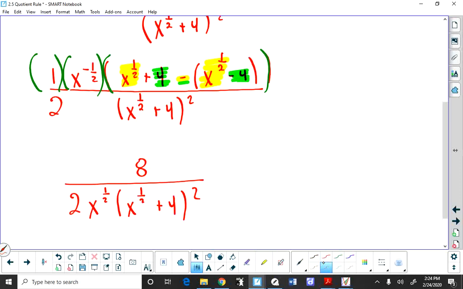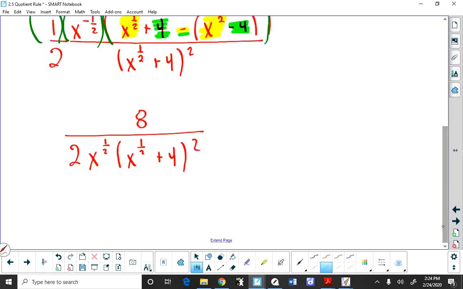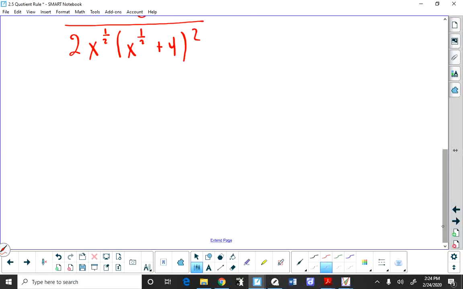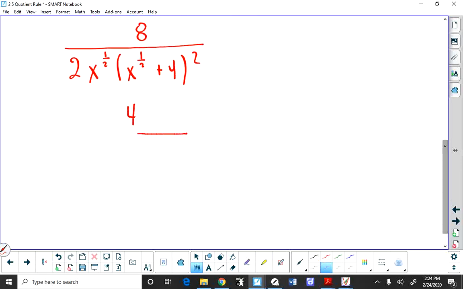And finally, you can take that 8 over 2 and write it as 4. Right? 8 divided by 2 is 4. So the derivative will be 4 over x to the half multiplied by x to the half plus 4, quantity squared. And that's it. Take a look over our work there. Does anybody have any questions on that one?